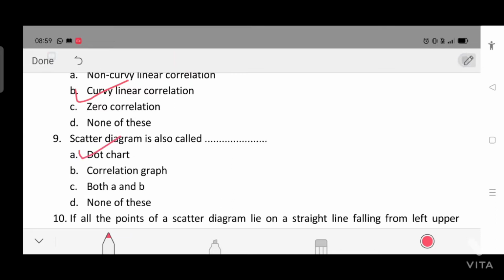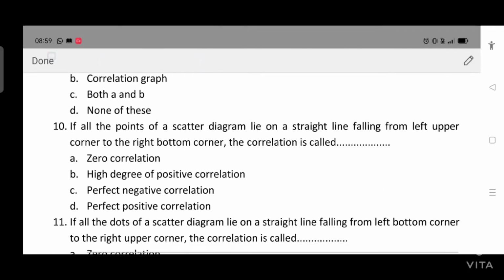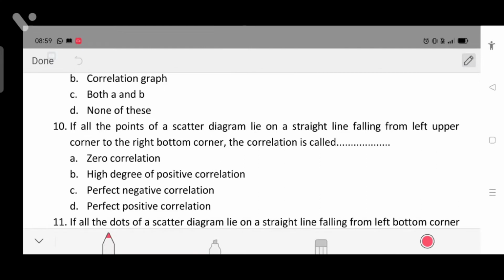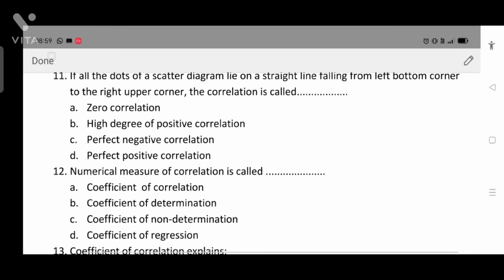Question number 10. If all the points of a scatter diagram lie on a straight line falling from the left upper corner to the right bottom corner, the correlation is called A, B, C, D. Are you guessing? Perfect negative correlation. Perfect negative correlation.